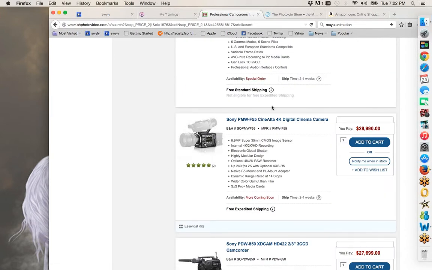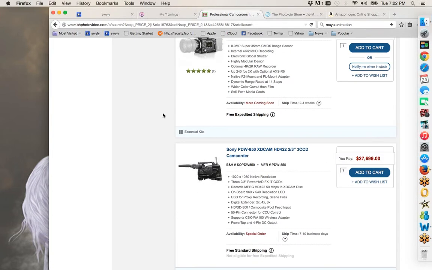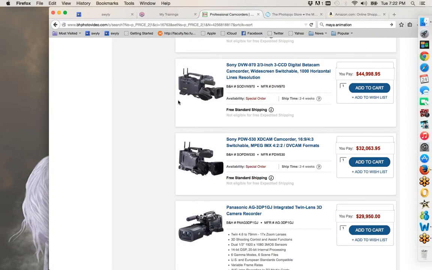Yes, there's one for a mere $29,000. That camera that you just spent $3,000 on is going to be obsolete within 3 or 4 years at the most.